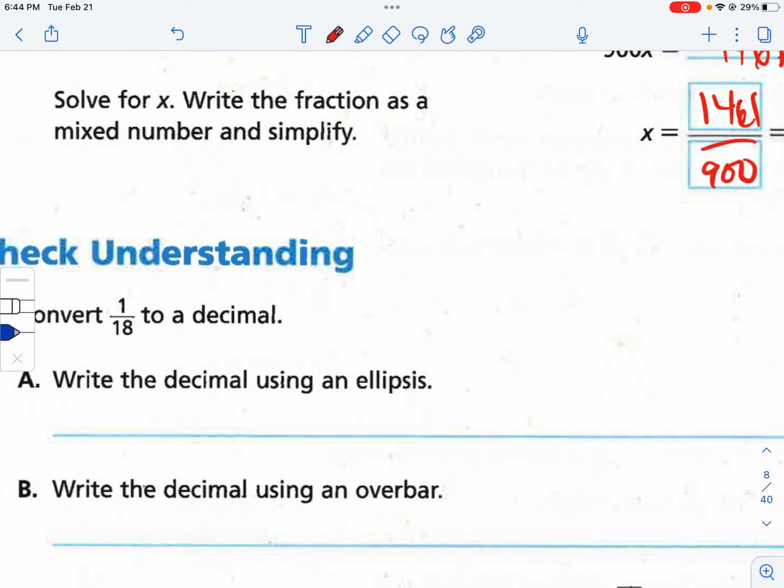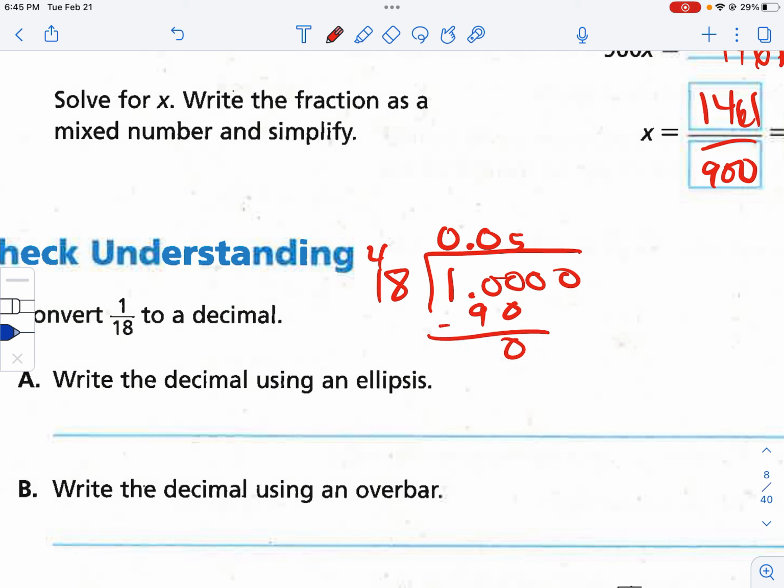So converting this to a decimal. 1 divided by 18. Okay, it doesn't go in. 100, let's see, how many times? Well, 20 goes in 5 times, so we're going to try 5. If I do that, that'll get me 40. That would get me 90. Oh, that'll work. So 10. Oh, look, it's just going to repeat that. So it wants it as an ellipsis. It wants it with an over bar.